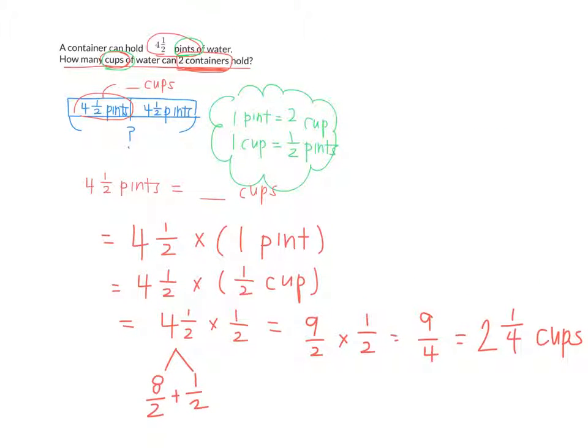So here, I knew that 4.5 pints is equal to 4.5 copies of 1 pint. Is that correct, Mr. Sharp? Yes, okay. Then I know I have to convert to cups. So I know that there's 2 cups in 1 pint. So I did 4.5 to keep that same number equals 1/2 of a cup. That's not right, Mr. Sharp. Why not?